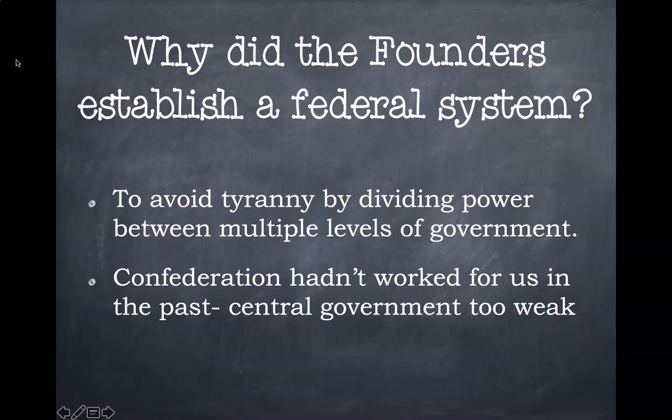So what they wanted to do is avoid that by dividing power between multiple levels of government. They figured out that the Confederation did not work. The central government was way too weak. You saw the example of that in Shays' Rebellion.